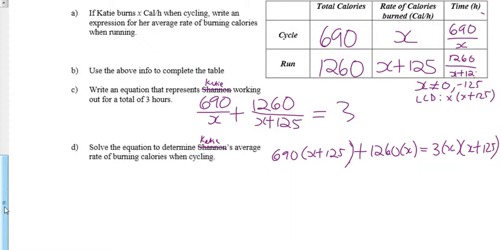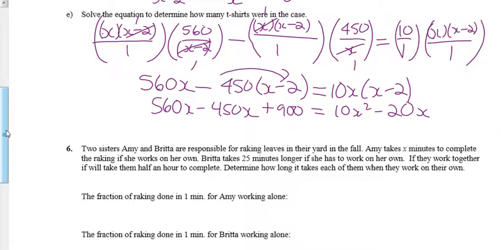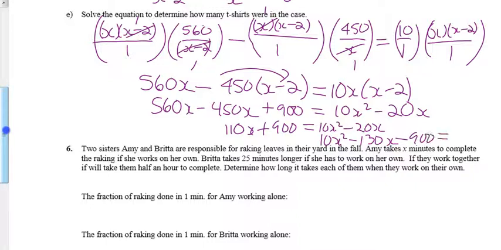I'll give you time. Oh well. 10x squared minus 20x. Okay, let's simplify this a bit here. So here we'll get 110x plus 900 equals 10x squared minus 20x. Okay, so 10x squared minus 130x, moving the 110x over, minus 900 equals 0.